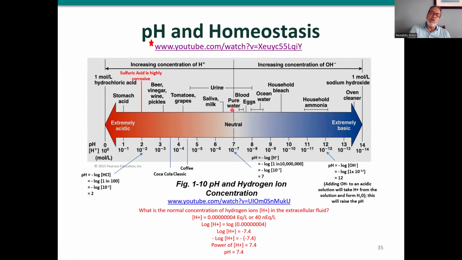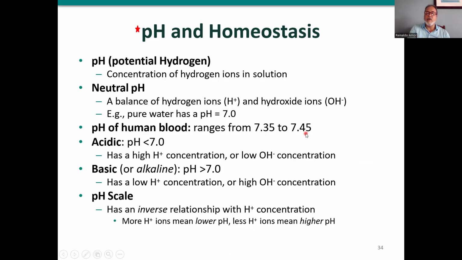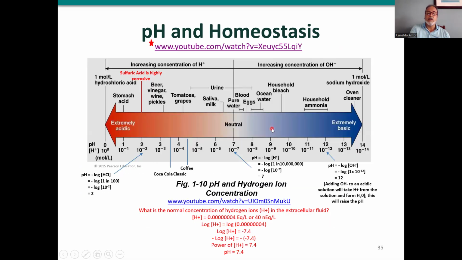But for us, we need to know that a pH that is less than 7 is acidic, and it has a higher concentration of hydrogen ions. And a pH that is higher than 7 is basic because it has a higher concentration of hydroxide ions. You can see here, for example, Coca-Cola, classic Coke, that's acidic. Coffee, acidic. Tomatoes, grapes, acidic. Pickles, wine, vinegar, beer, acidic. Notice the blood pH. Blood pH is slightly basic. It ranges from 7.35 to 7.45. You can also see urine pH, which goes from about 4.5 to 8, so it has a broad pH range.